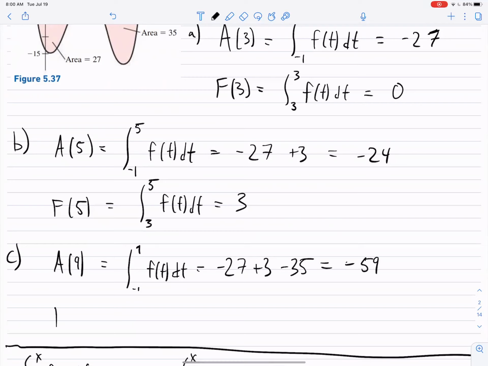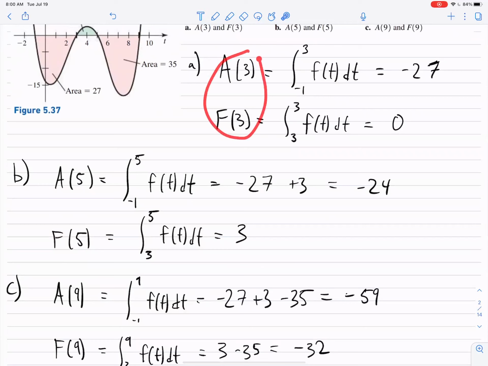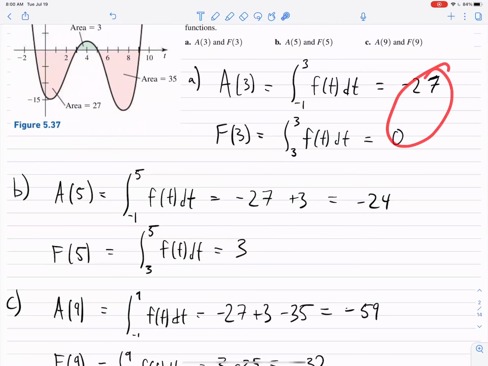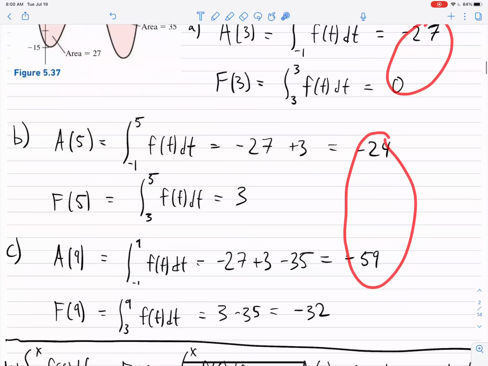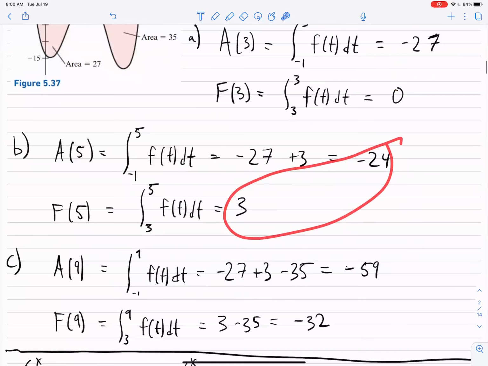Negative 59. And then capital F of 9 is going to be the integral from 3 to 9 of f of t dt. And that's going to be 3 minus 35, which equals negative 32. And so we'll notice something about A of x and capital F of x. They're always differing by the same constant. They're always differing by negative 27. And that's not a coincidence.